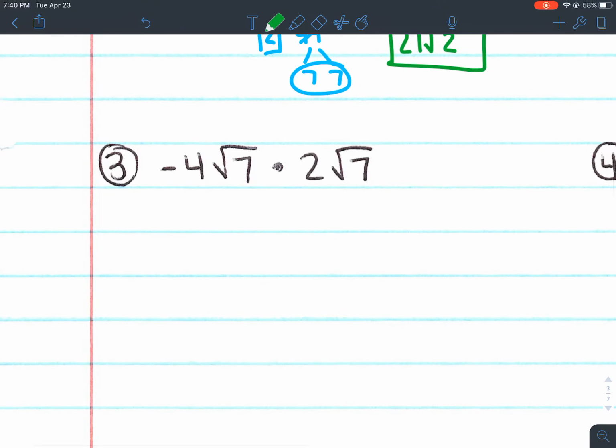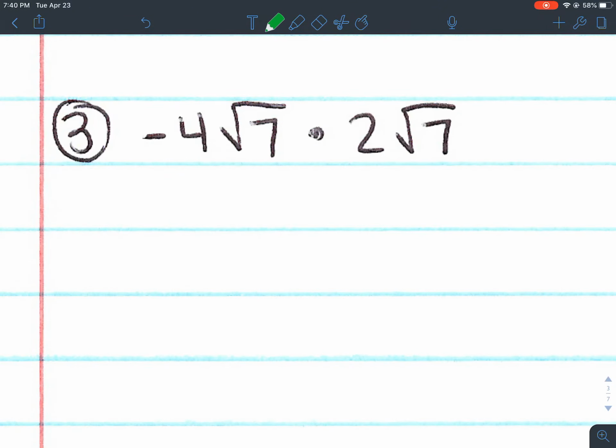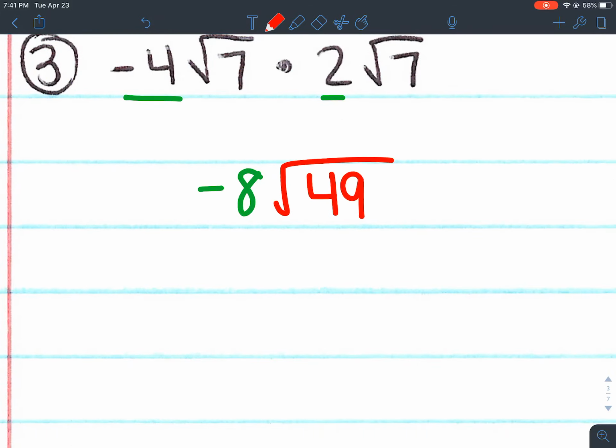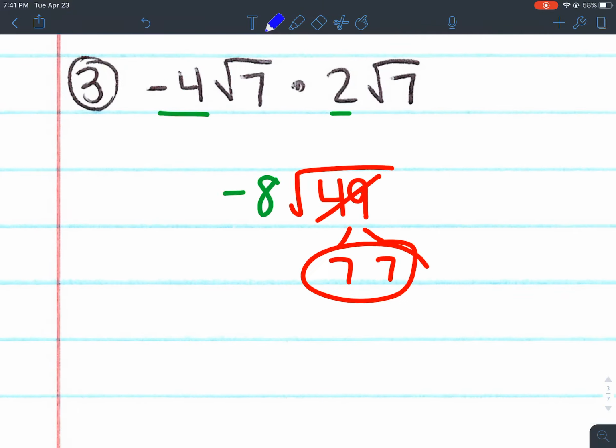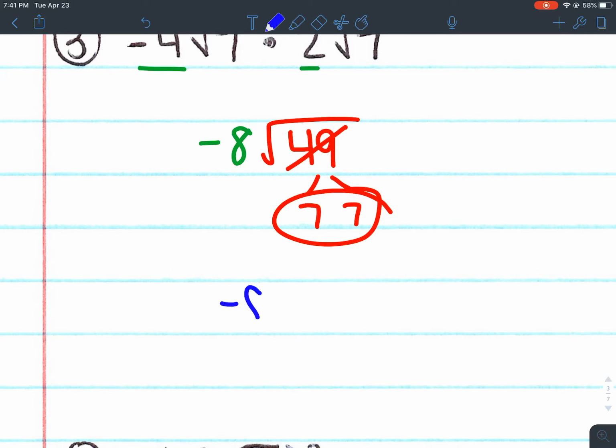Next, for number 3, again, multiply what's on the outside. Negative 4 times 2 is negative 8. And then I have the square root of 7 times the square root of 7, which is going to be the square root of 49. Now 49 I can break off into 7 times 7, and those are prime numbers, and that is actually a pair. When I have no children, when I just have all parents, all pairs, that means it's a perfect square. So I'm only going to have one car here, so I have negative 8 times the 7, which is the one car, and that would give me negative 56.